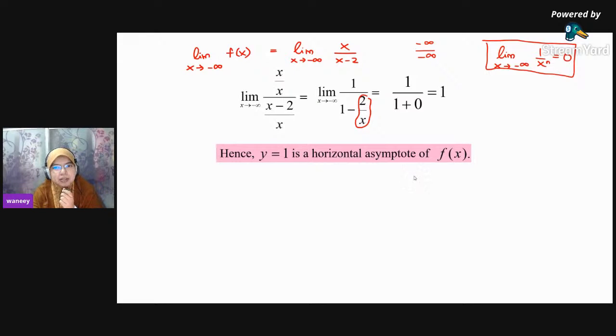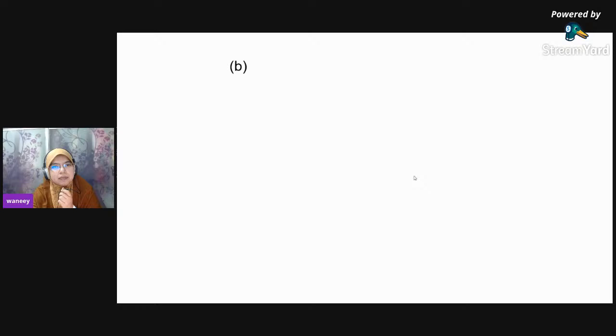Now, b. Okay, so b, we have the limit for x approaches infinity for f(x), and the function f(x) is 2x squared minus 1 over x squared plus 1. Okay, so I'll give you around 5 minutes to try to check what the limit for this one is.